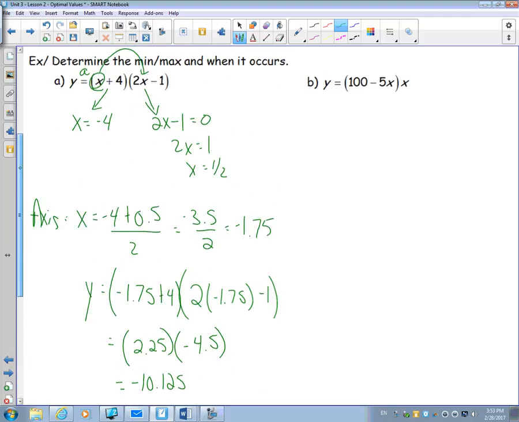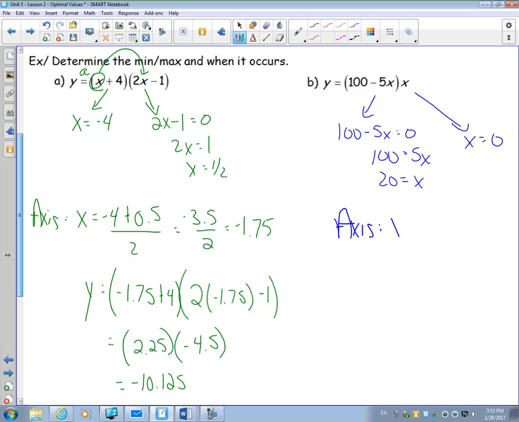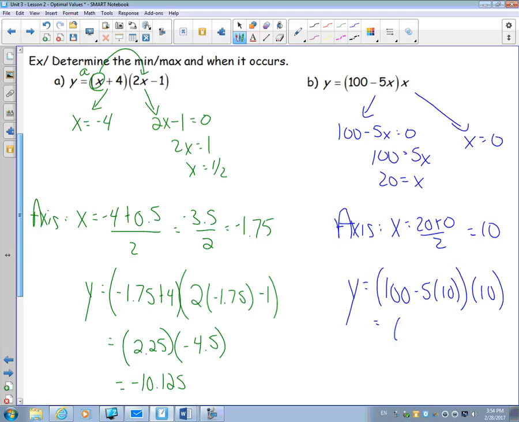Let's try the next one. Find our zeros, find our axis, find our vertex, max or min. So zeros, I can't look at it, so I'll solve it. X is 20. My other zero, that's a nice one. X is 0. My axis, I'm going to average my zeros. 20 plus 0 over 2 is 10. My vertex, y equals bracket 100 minus 5 times 10 times 10. I'm replacing the x with the 10, right? Inside the bracket, I get 50. 50 times 10 makes 500.